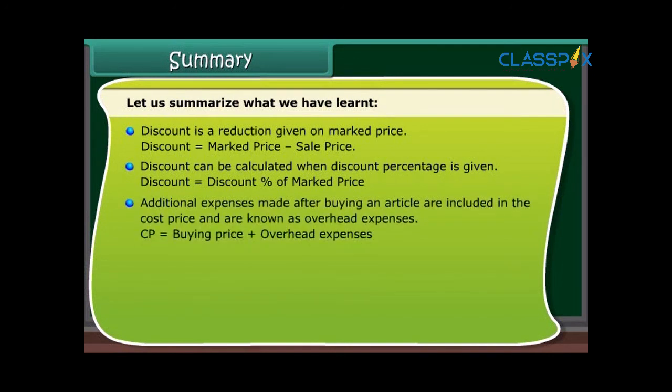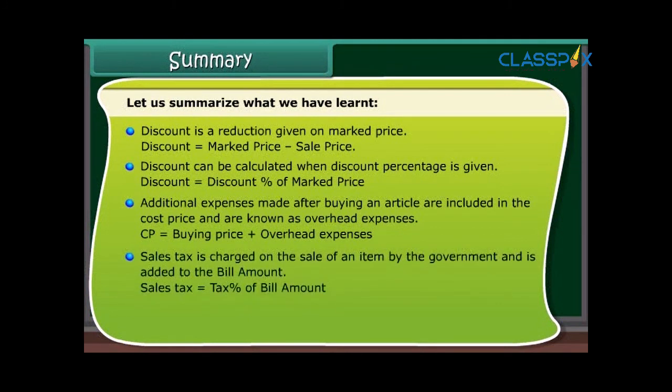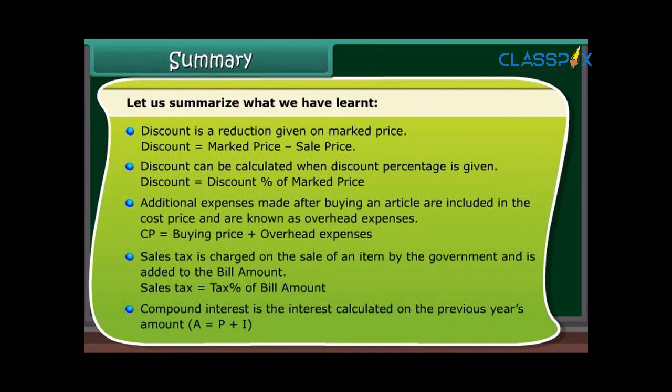Additional expenses made after buying an article are included in the cost price and are known as overhead expenses. CP is equal to buying price plus overhead expenses. Sales tax is charged on the sale of an item by the government and is added to the bill amount. Sales tax is equal to tax percentage of bill amount. Compound interest is the interest calculated on the previous year's amount, A as P plus I. Amount when interest is compounded annually.